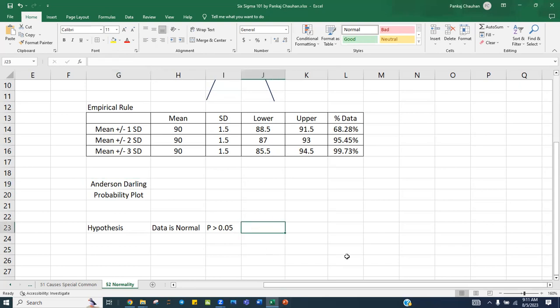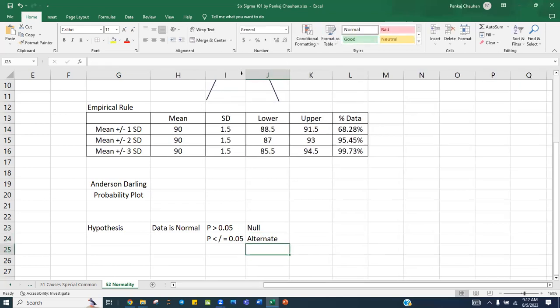Opposite to that, the null hypothesis is that data will be normal. But in case the p-value of the Anderson-Darling test comes out less than or equal to 0.05, then this is the alternate hypothesis, and I failed to prove the null. This means it's the alternate and data will be not normal. So, my hypothesis is that data is normal. If the p-value is greater than 0.05, it's the null hypothesis, and data is normally distributed. But if the p-value is less than or equal to 0.05, then data is not normally distributed.